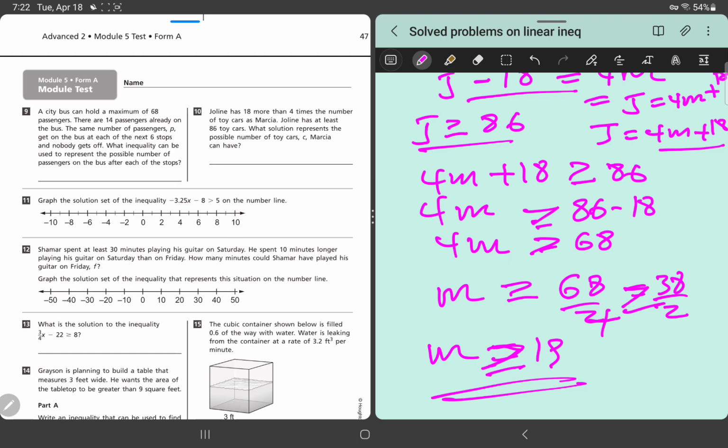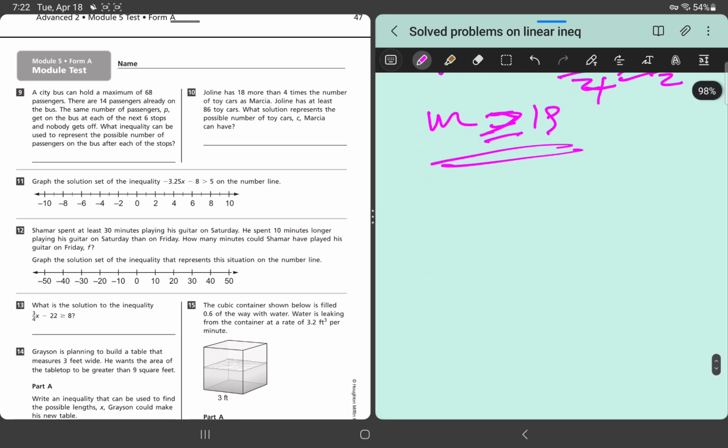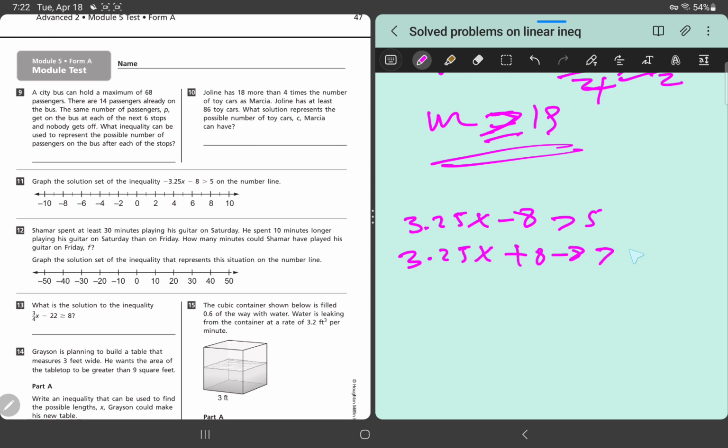Okay, now we have number 11. Graph the solution. You have the inequality 3.25x minus 8 greater than 5. You are going to show this on the number line. First, let's find the solution. Take this one to the other side, so you add 8 to both sides. 3.25x plus 8 minus 8 is greater than 5 plus 8. So this is 3.25 times x is greater than how much?